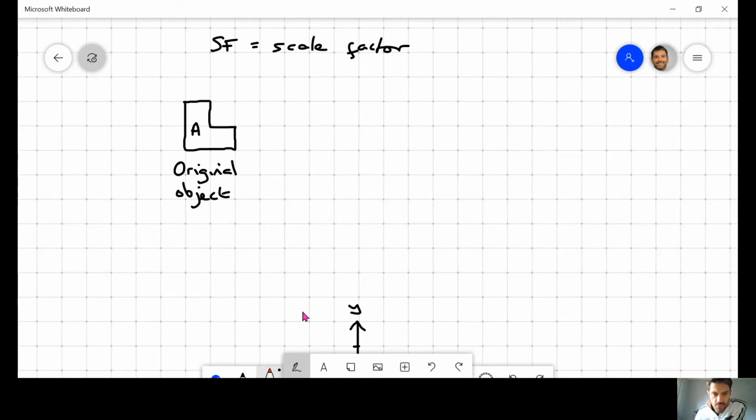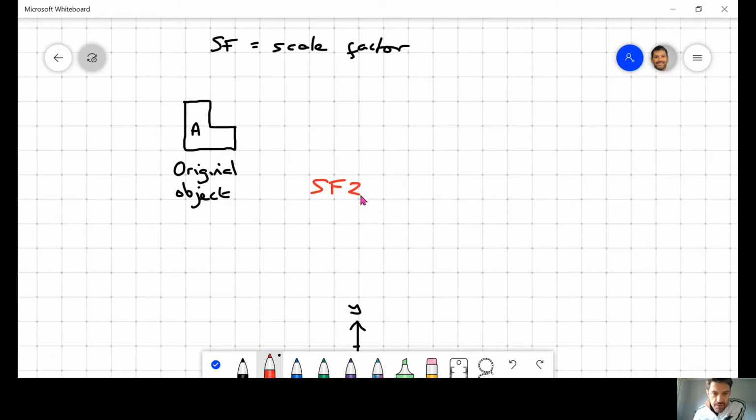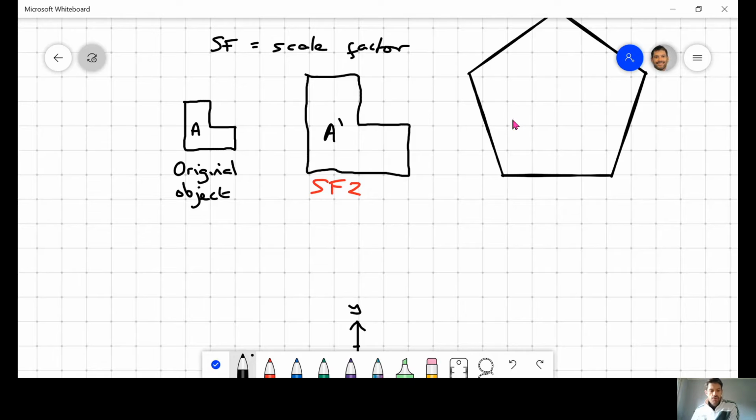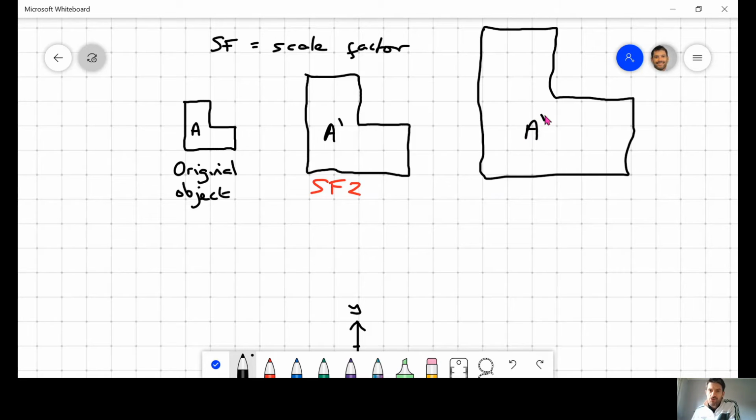So if you're looking at a scale factor of 2, surprise, surprise, you're going to double each of the sides. And then we might call that A with apostrophe to suggest it's the image of A, or we might call it B, depending on what the question asks for. I've no doubt you can imagine scale factor 3 would be 3 times the size. A apostrophe apostrophe. Okay, and that's scale factor 2.